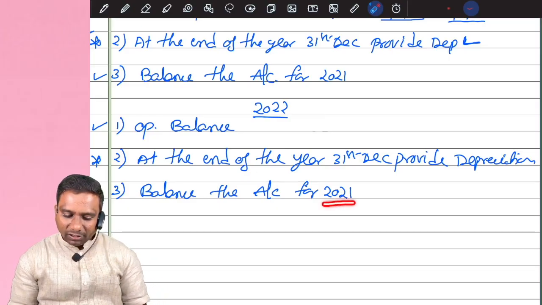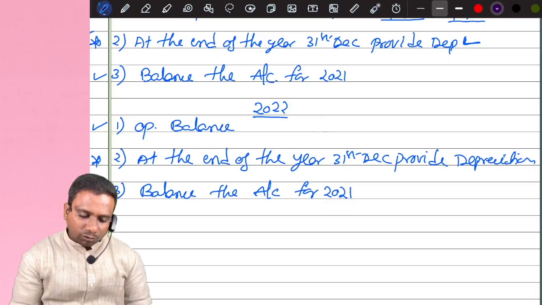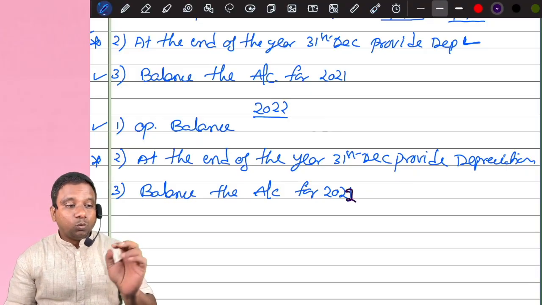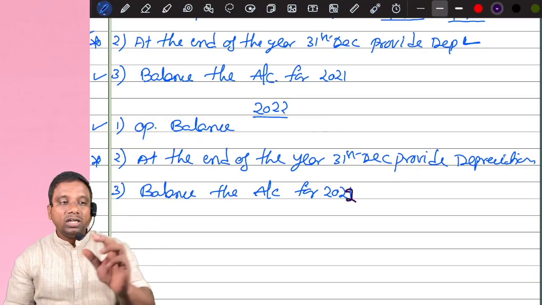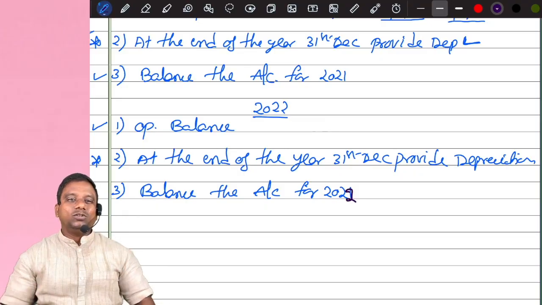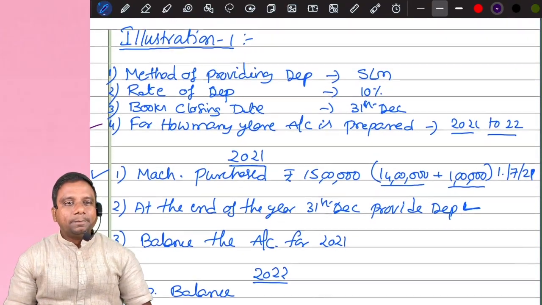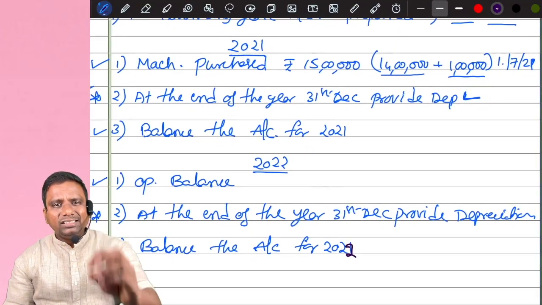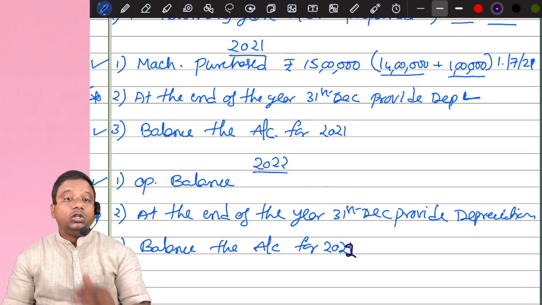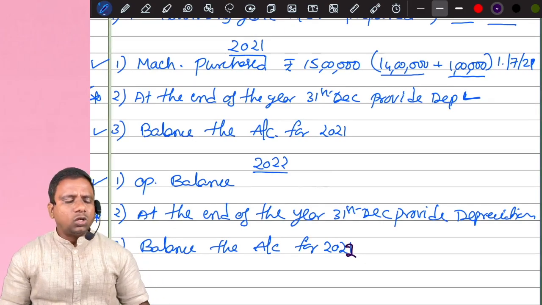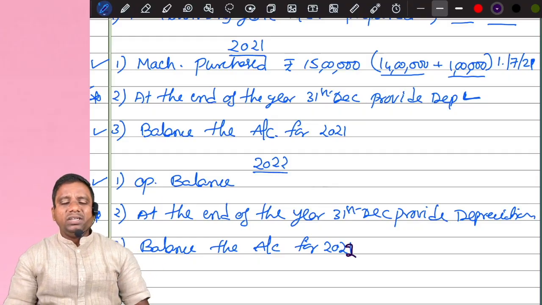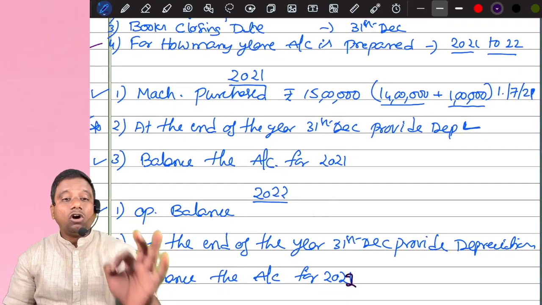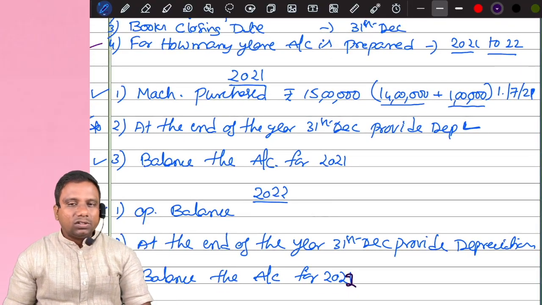Now, at the end of 2022, balance the account. Here, two accounts we have to prepare. One, machinery account. Second, depreciation account. Machinery account is balanced. Depreciation account is closed. Our problem is also completed. So, within 1 minute, you can write this information in short form, no confusions. Whatever the problem on depreciation, if you write the information like this, you will not miss even a single transaction.